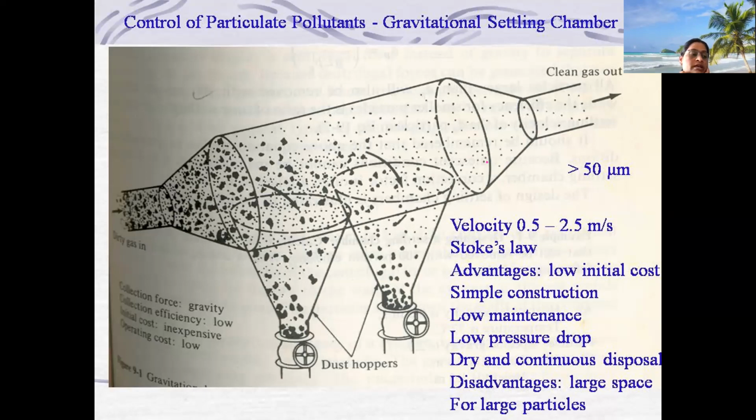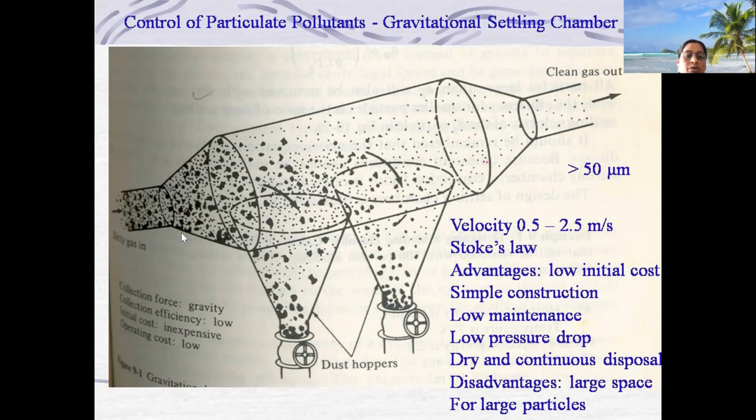Slowly here you can see here is the inlet, through which a laden gas, in the sense dirty gas which we want to clean, will be allowed to enter into this chamber.